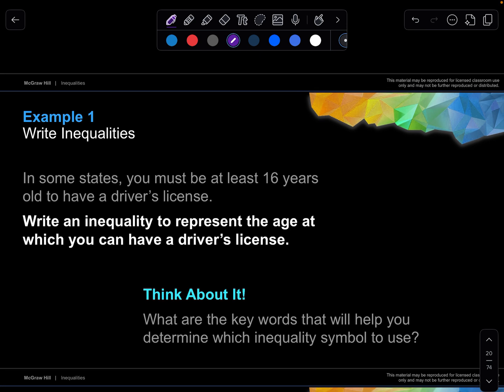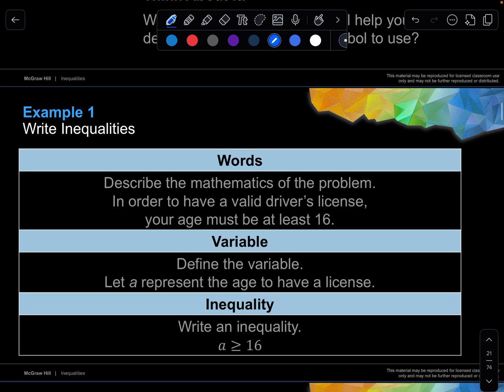Let's look at example 1. In some states, you must be at least 16 years old to have a driver's license. Write an inequality to represent the age at which you can have a driver's license. So now here, what are the key words that will help you determine which inequality symbol to use? Let's look at it. The keyword here is at least, right? So again, let A be the age to have a license. Our inequality is going to be A is greater than or equal to 16.